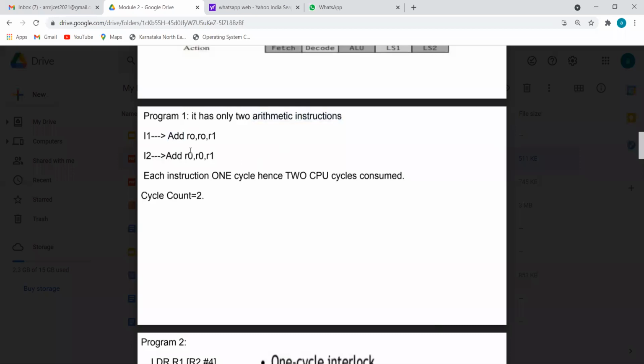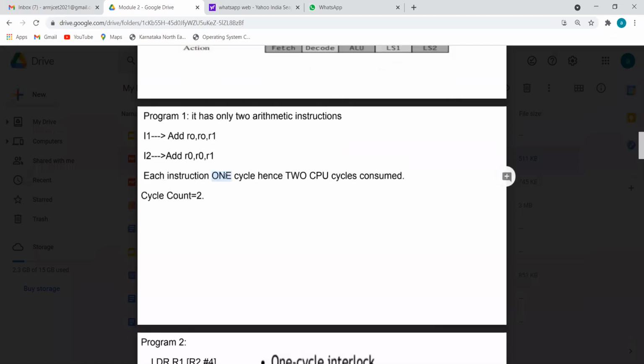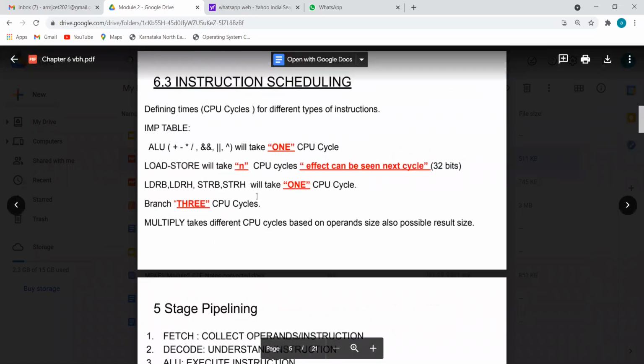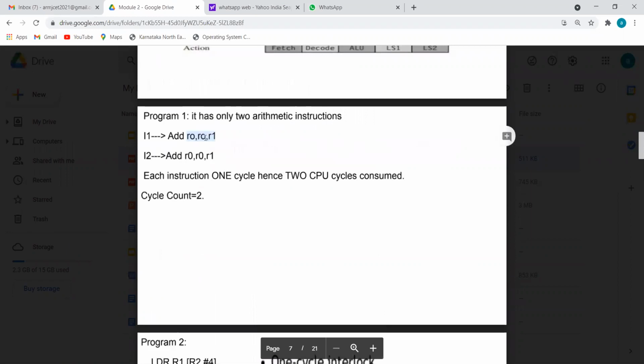Only two arithmetic instructions. What are they? Addition and addition. As I told, each instruction takes one CPU cycle. Why one cycle? Because it belongs to arithmetic, and also the operand sizes are very small. No need to think; only multiplication will affect.